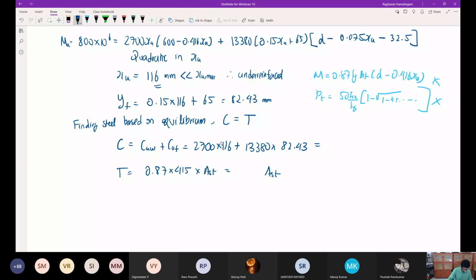How much is the compressive force? CUW plus CUF. Quick, 2700 into 116 plus 13,318 to 82.43. How much is it? This will be 360.9. How much is this? Come on, quick.